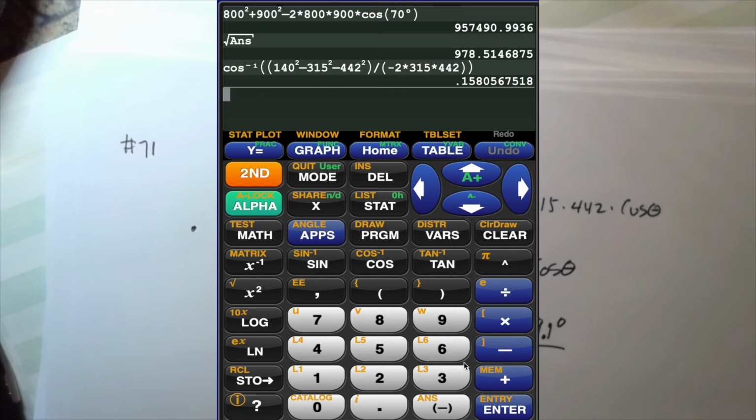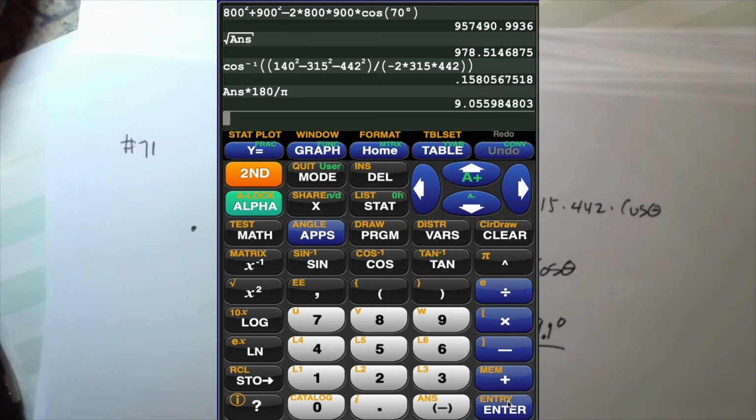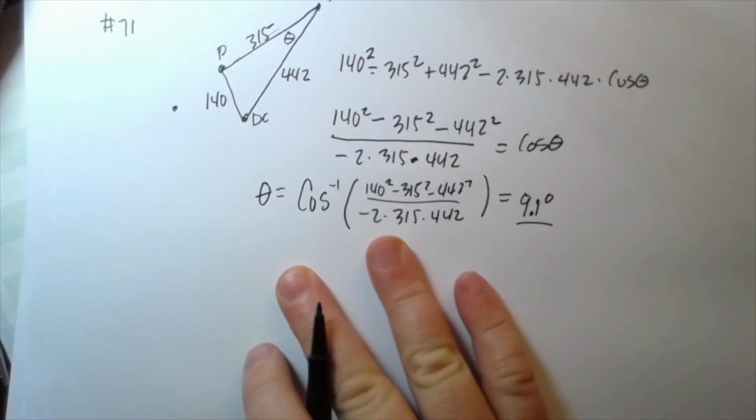0.185. Now if I want to convert that to radians, it is in radians. If I wanted to convert it to degrees, I multiply by 180 divided by pi. So this is about 9.1 degrees. Alright, so we get 9.1 degrees.